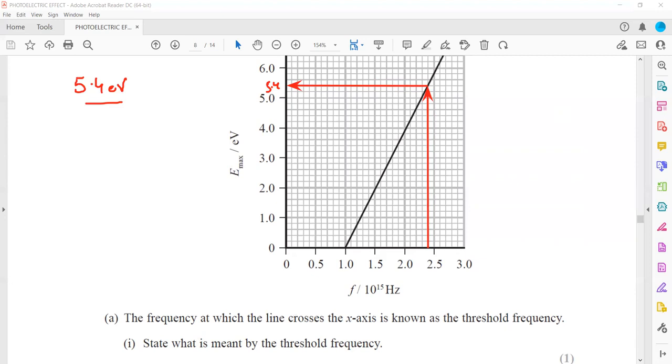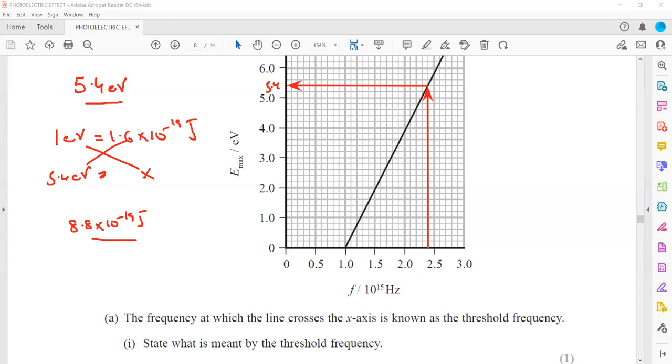But the kinetic energy should always be in joules, because we cannot substitute the value in electron volts in any equation. We should use the SI unit, which is joules. So we have to convert electron volts into joules. We have 1 electron volt equals 1.6 × 10^-19 joules. So if we have 5.4 electron volts, this will be X. We cross multiply and get the energy in joules, which is 8.8 × 10^-19 joules. That's the kinetic energy of this electron which is coming out. Now from its kinetic energy, we can work out the speed. The kinetic energy is ½mv².